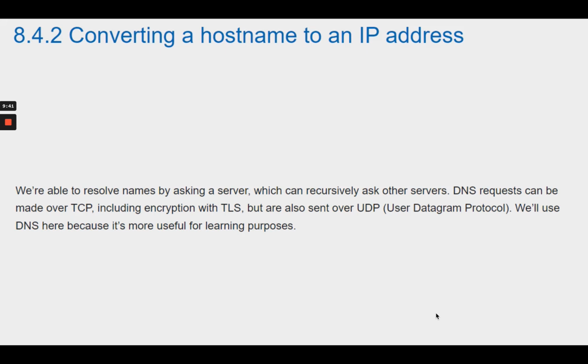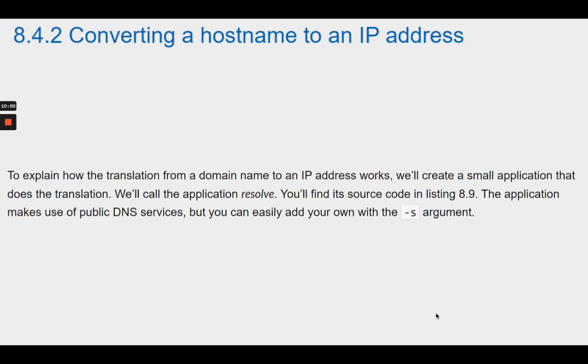We are able to resolve names by asking a server which can recursively ask other servers. DNS requests can be made over TCP, including encryption with TLS, but are also sent over UDP, or User Datagram Protocol. We'll just use DNS here because it's more useful for learning purposes. To explain how the translation from a domain name to an IP address works, we'll create a small application that does the translation. We'll call the application Resolve.